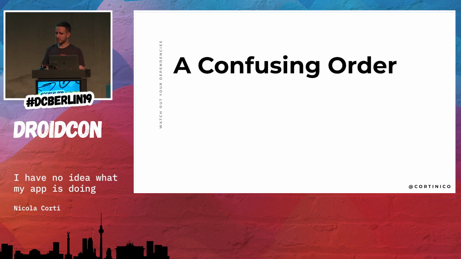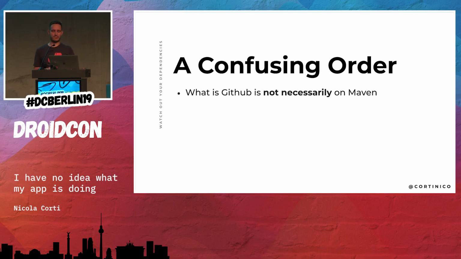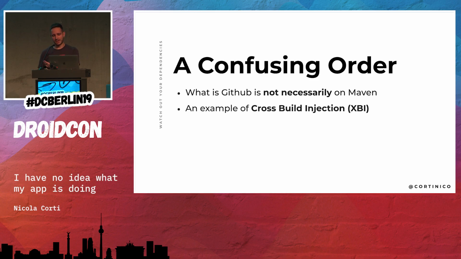There was a blog post, I think one year ago, called a confusing dependency. Here I call it a confusing order. What's the problem here? The problem is that what you see on GitHub is not necessarily what's inside your build. What you see on GitHub when you open the source code of a library is not necessarily what your app will actually use.